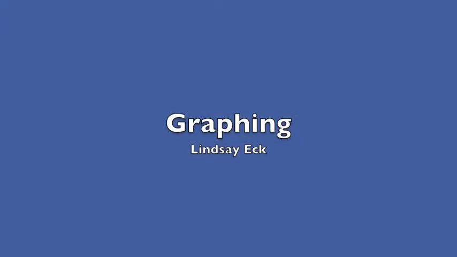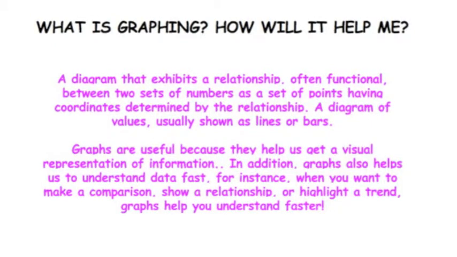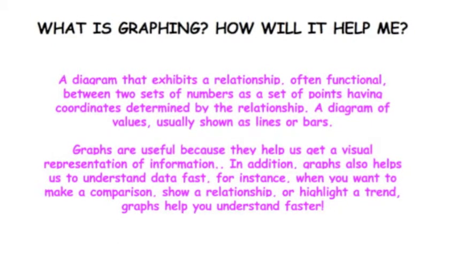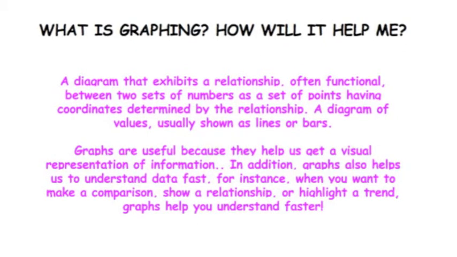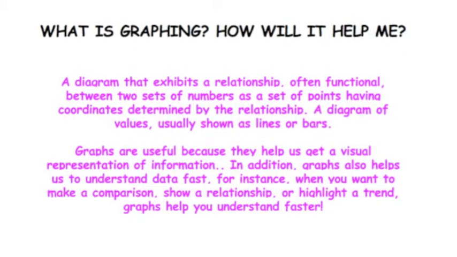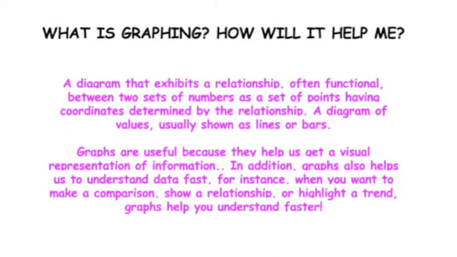Graphing. A diagram that exhibits a relationship, often functional, between two sets of numbers as a set of points having coordinates determined by the relationship. A diagram of values, usually shown as line or bars. That is what a graph is.